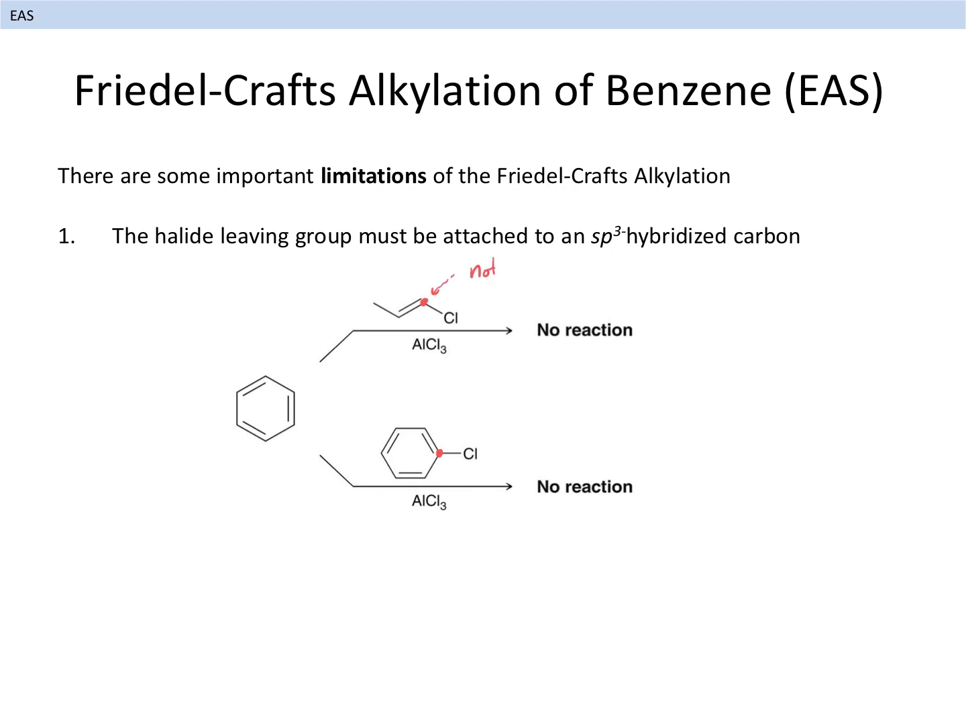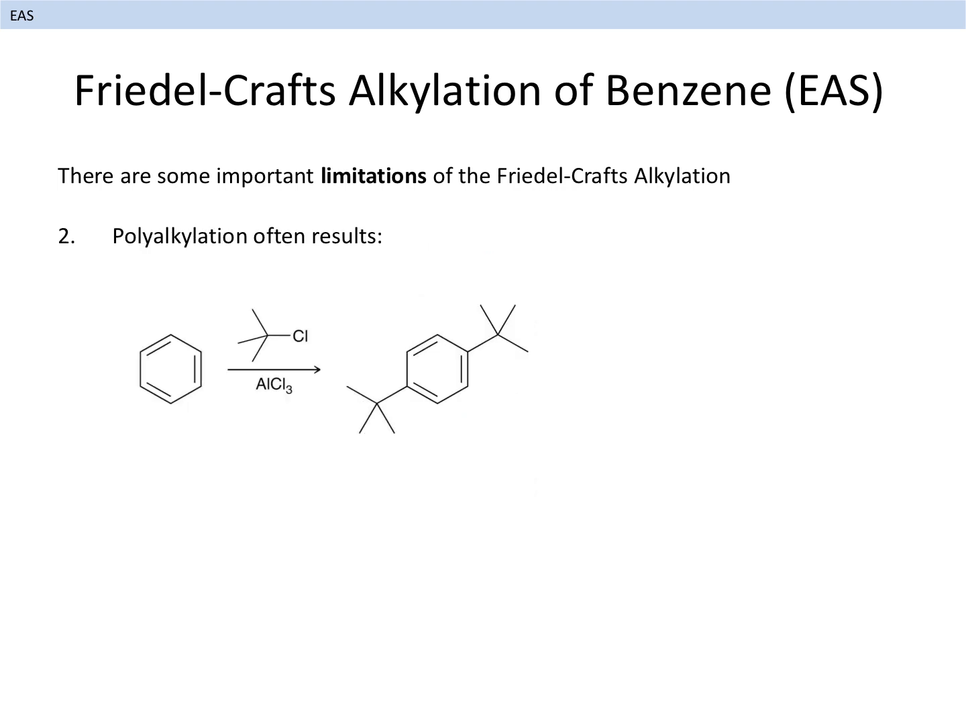For example, if we have a halide leaving group attached to an sp2 hybridized carbon, such as in vinyl chloride or phenyl chloride, the Friedel-Crafts alkylation reaction does not occur. In these cases, the electrons are not properly oriented to facilitate the formation of a stable carbocation intermediate, which is essential for the reaction to proceed. Let's go to the next page and look at a second important limitation.